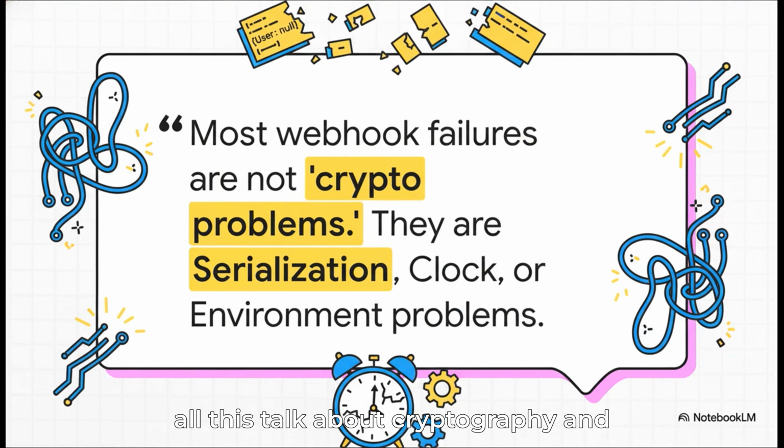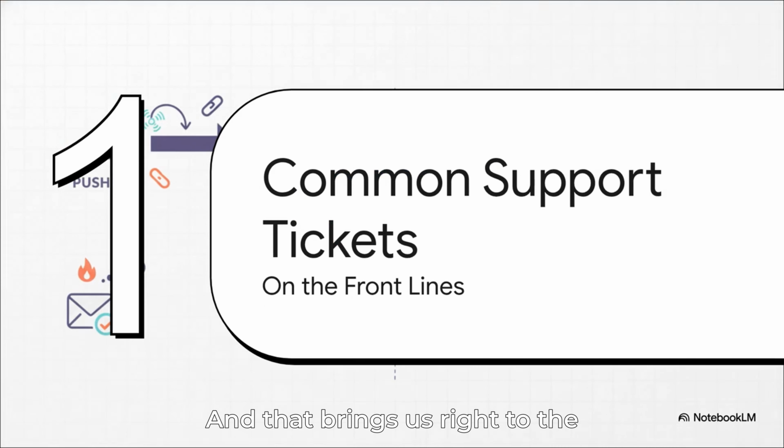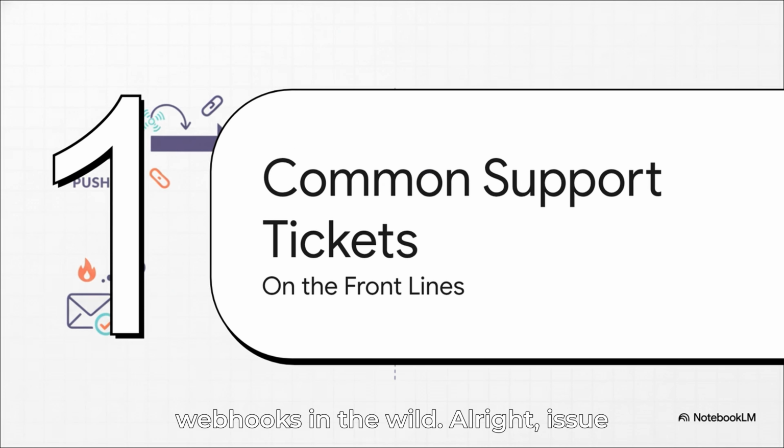Now, with all this talk about cryptography and hashes and secrets, you might think most webhook failures are these super complex security issues. But here's the reality check, summed up perfectly in this quote. The vast majority of failures are not crypto problems. They're way more mundane. They're about how data is formatted, or if the server clocks are out of sync, or if there's an issue with a header or an environment variable. And that brings us right to the front lines, the stuff you're actually going to see in support tickets when you're dealing with webhooks in the wild.